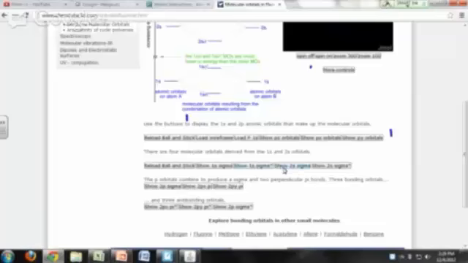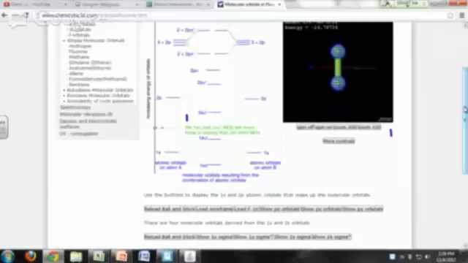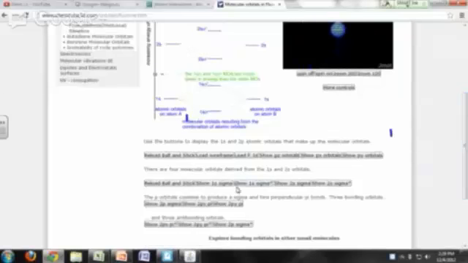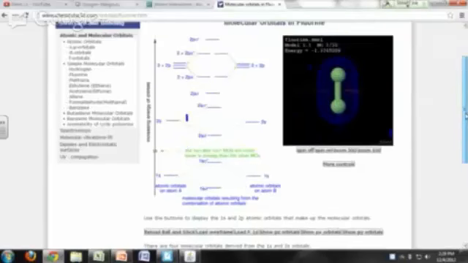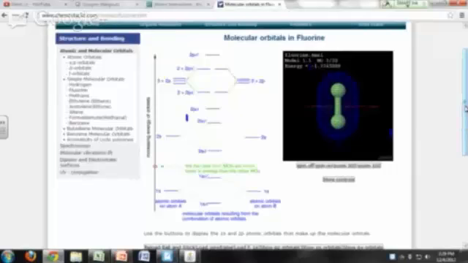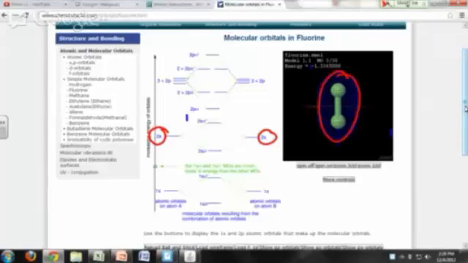Show the 1s sigma. There's the 1s sigma. Okay. And if you do the 2s sigma, a linear combination of the 2s orbitals of the two atoms would give you this 2s sigma orbital. Okay, and then you have 2s sigma star, and then a p orbital on both atoms, a pz orbital. Remember this is your z-axis, right?